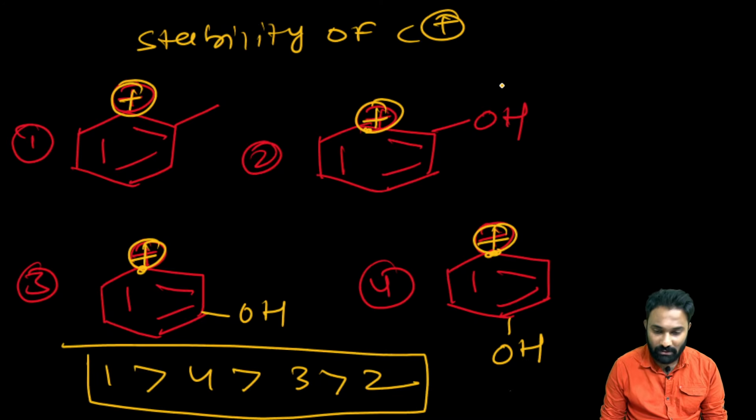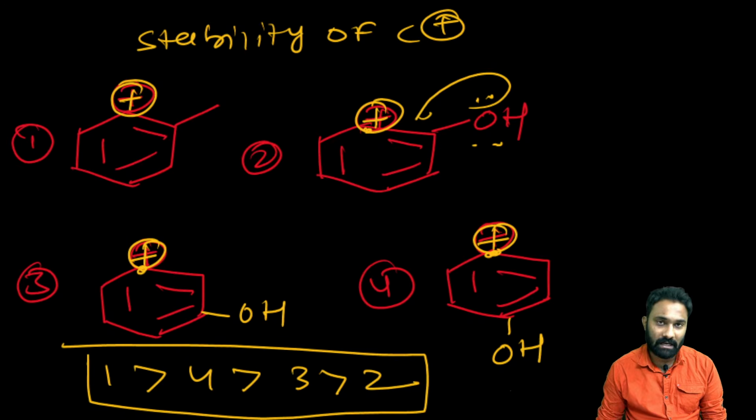You may get a doubt: Sir, here the OH is there. OH has a lone pair of electrons. It can stabilize the carbocation very fast. You may think that. Now listen, so why is it unstable? With the molecular model, I will explain. Now listen carefully.